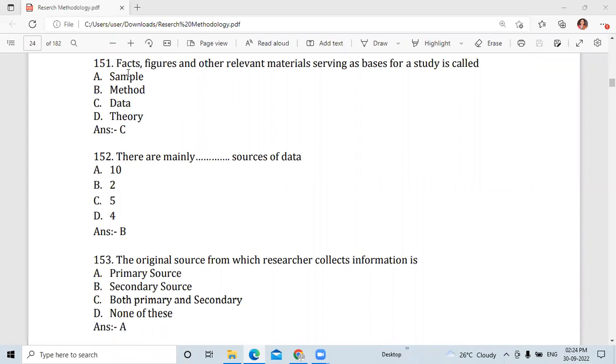In the first video, I solved MCQs 1 to 50, in the second video 50 to 100, and in the third video, part 3, 101 to 150. Now we shall discuss 151 to 200. So it is helpful for the PhD entrance exam.